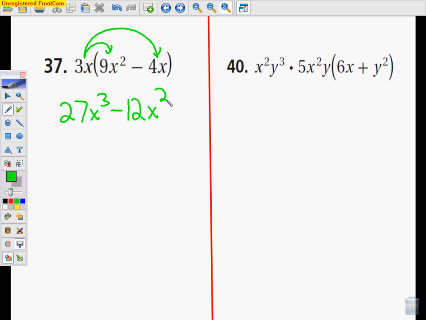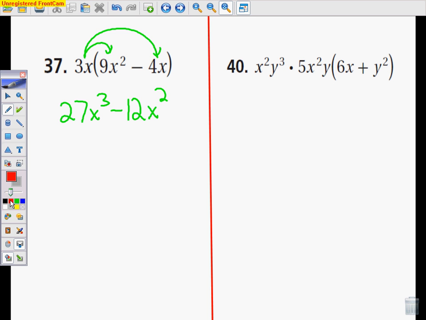All right, and then here also we have 3x times -4x, so that's -12x to the second. All right, don't forget the technical name for the distributive property is the distributive property of multiplication over addition and subtraction. So whenever you distribute into something, you're always multiplying.